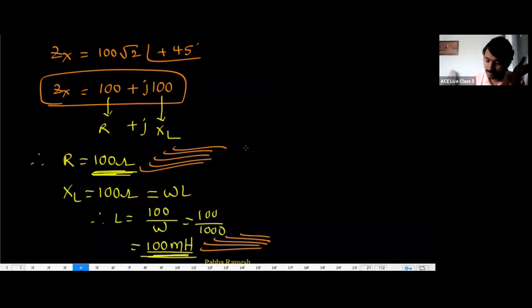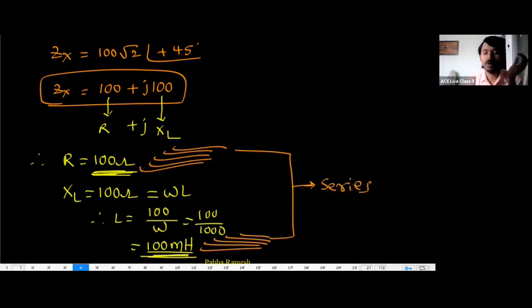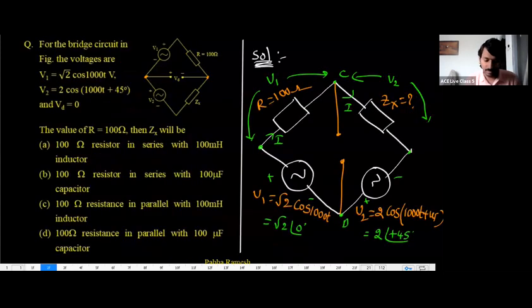Clear? So therefore, what we can say? These two are in series anyway. Why? R plus JXL form is series. So therefore, answer is 100 ohm, 100 millihenry series. What is the answer here? Option A.